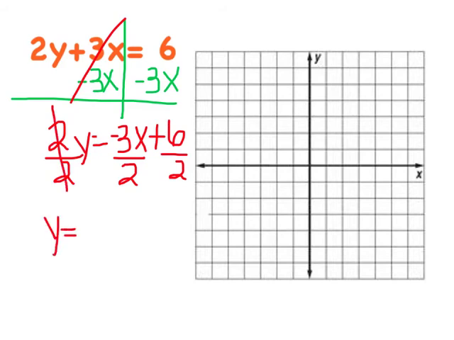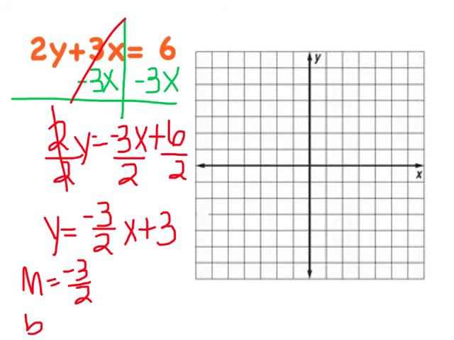I get y equals, and we want to keep this an improper fraction, so it just stays negative 3 over 2x, plus 3. So my slope is negative 3 over 2, and my y-intercept is 3. The negative 3 tells me I'm going to go down 3, and the positive 2 tells me I'm going to go right 2. So y-intercept first, 1, 2, 3, that's my y-intercept. Then I'm going to go down 1, 2, 3, and right 1, 2. We'll do it again, down 1, 2, 3, right 2.